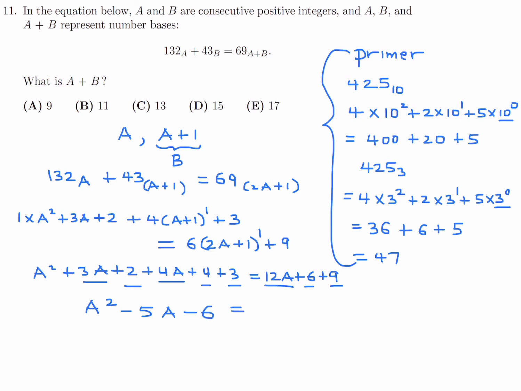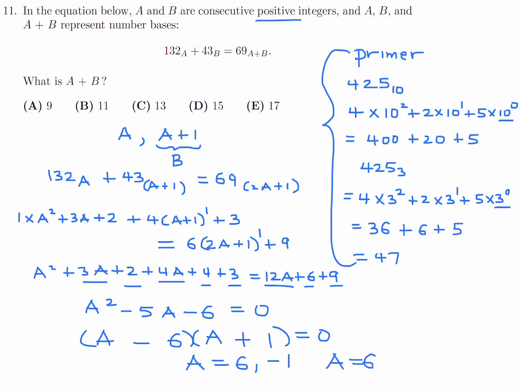And this factors, I believe. So we got a, 6 and 1. I believe that would work. And then it'll be negative and plus. So a is either 6 or negative 1. But they tell us in the question that it's positive, so a has to be 6. If a is 6, b is a plus 1, which is 7. And therefore, the required is a plus b, which is, of course, 13. So number 11, the answer is C.